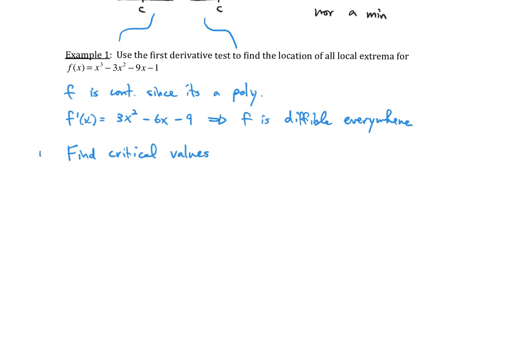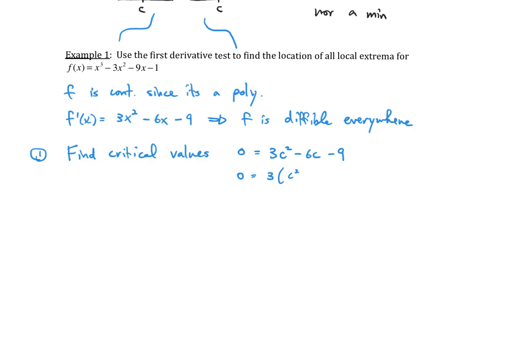And the way that I find these critical values is I'm going to set the first derivative equal to 0. So why don't we put 0 is equal to 3 times c squared minus 6 times c minus 9. So I just decided to call my critical values c. And I can factor out the greatest common factor. So that's going to be a 3. I'm going to factor out the 3.